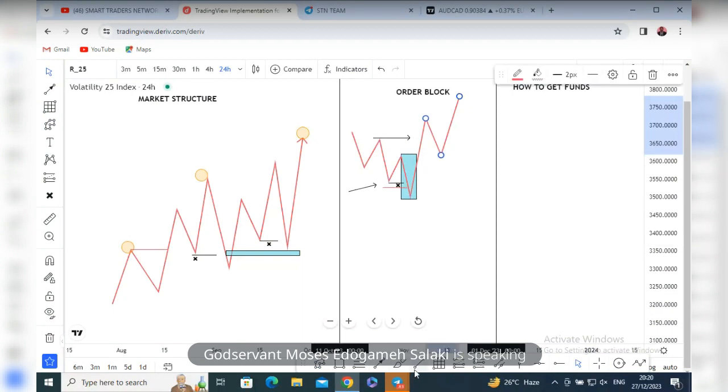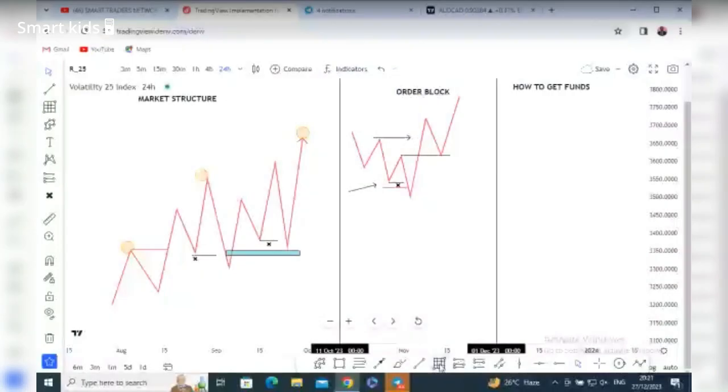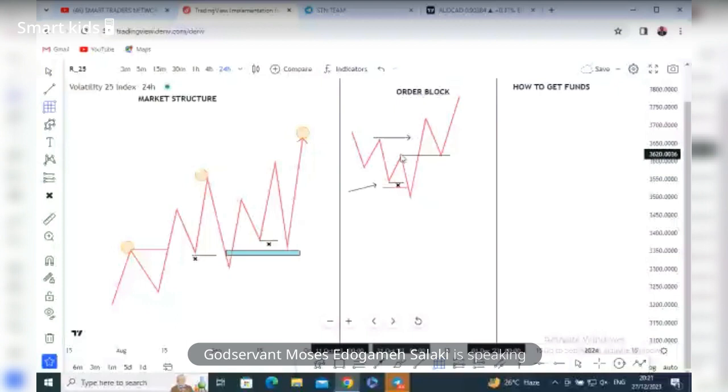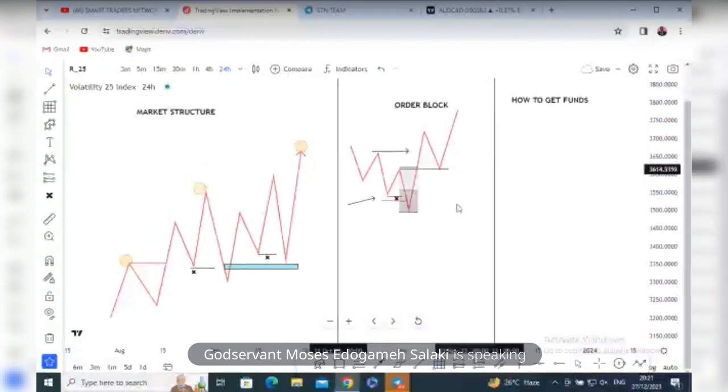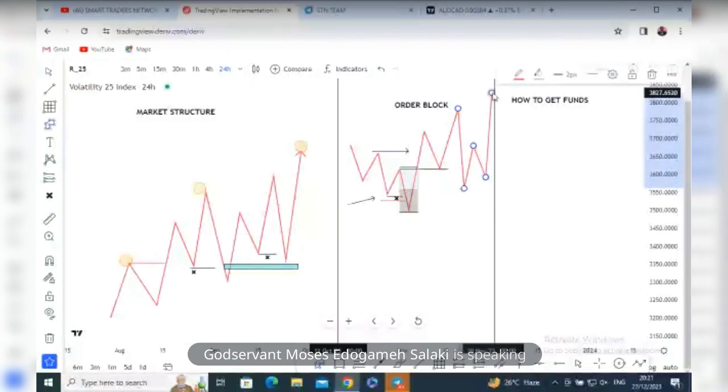Now watch, price can come to the open of the order block like this. Yes, price can come to the open of the order block and push higher. Remember that we are expecting price to mitigate at least 50%. So I will still expect price to come to the 50% before price will run away. I still expect price to do that.